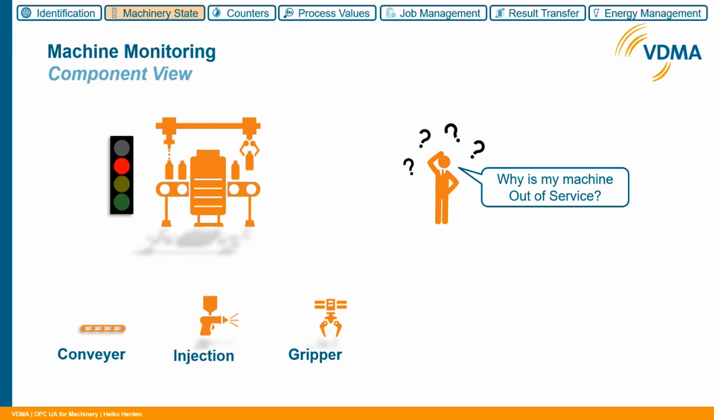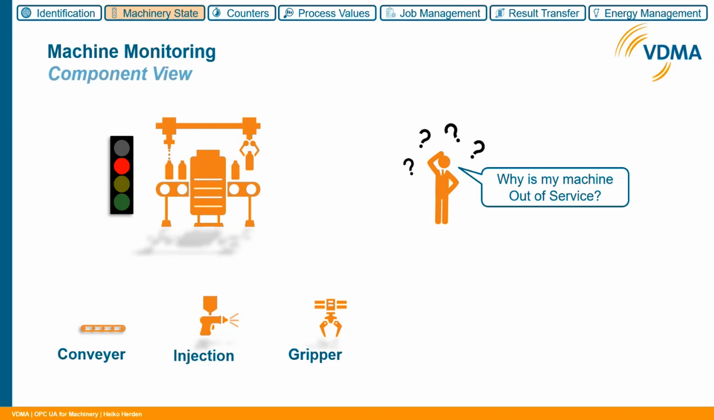So in this example, I have a machine, which is a beverage filling line. And the whole machine is now in the out of service state, indicated by that red light that we can see next to the machine. And now, usually I would wonder, why is it out of service? What's the issue here? How can I solve the issue?